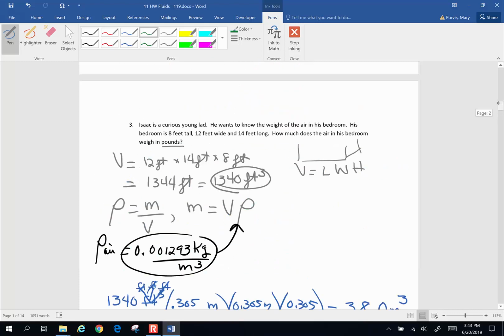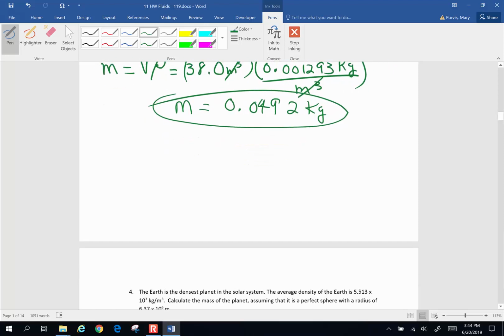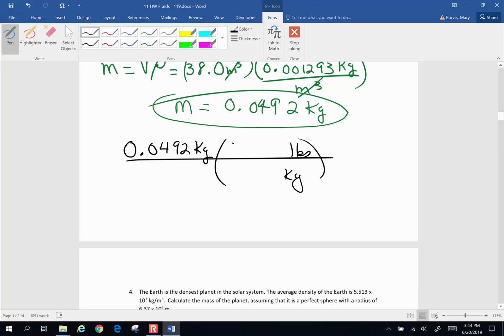Well, let's look at the problem. What's it say? How much does it weigh in pounds? We want to know weight in pounds. If you look on your conversion sheet, it says there are 2.2 pounds in a kilogram. It's a little bit cheating, but it'll work. We'll take that. 0.492 kilograms. We have to do a mathematical conversion. Get rid of kilograms, go to pounds. There are 2.20 pounds per kilo times 2.2, and I end up with 0.108 pounds of air. Are you surprised that that's a little or a lot?